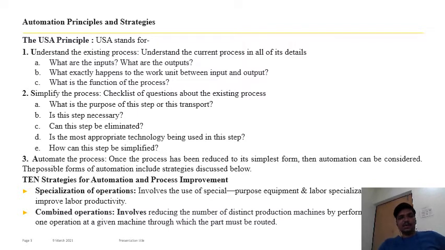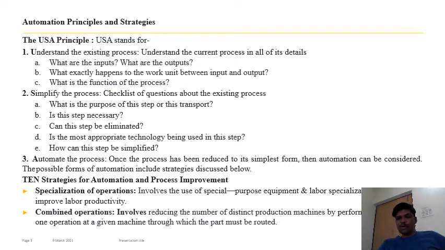That is, for example, what is the purpose of this step or this transport? Is this step necessary? Can this step be eliminated? Is the most appropriate technology being used in this step? How can this step be simplified? So there are a few questions that generally come to everybody's mind, irrespective of experience domain. But yes, this is the checklist that you have to prepare by yourself under simplify the process.